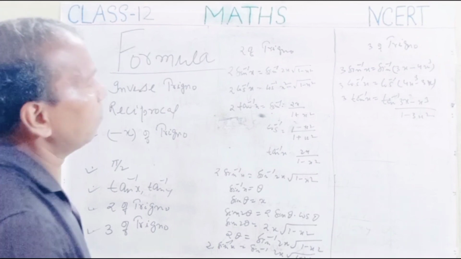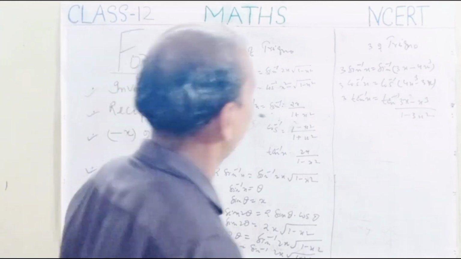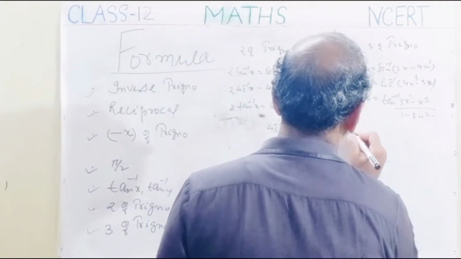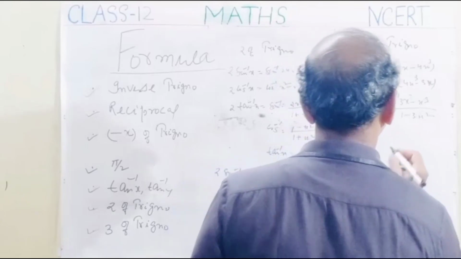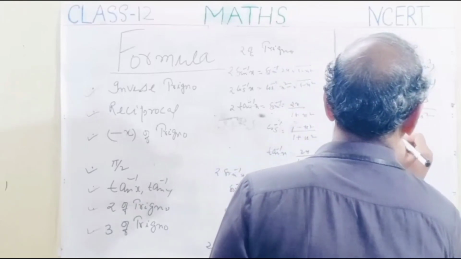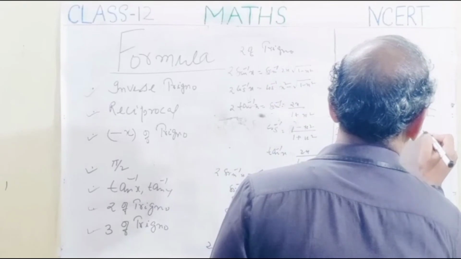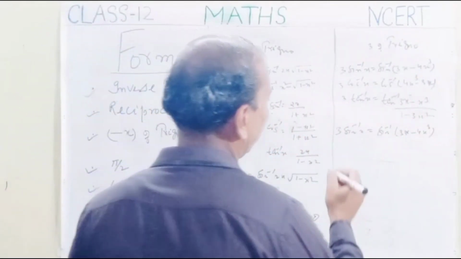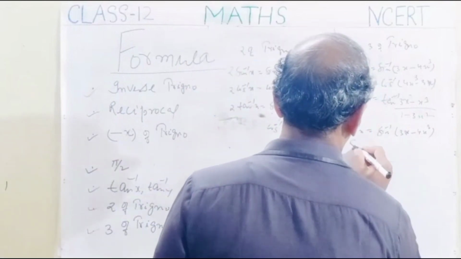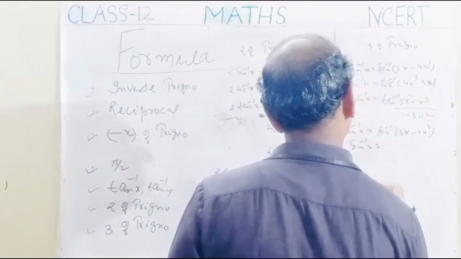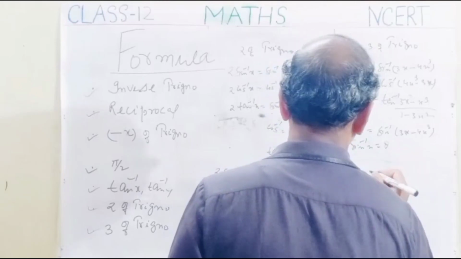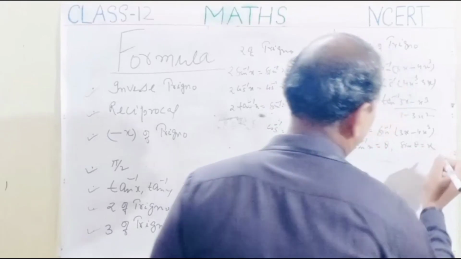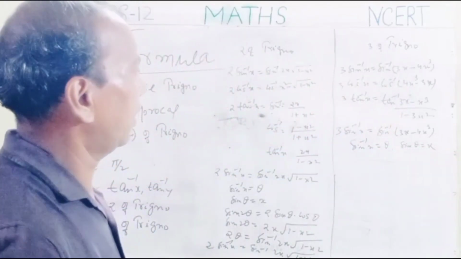Similarly, 3 of trigono means 3 of the inverse, like sin, cos, tan. I am taking the first one to prove: 3 sin inverse x is equal to sin inverse 3x minus 4x cube. Let's suppose I put sin inverse x equal to theta. So the meaning is sin theta is equal to x.